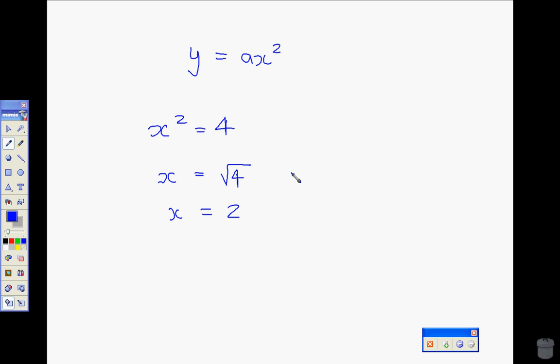We must also look at the situation that x could be equal to the negative square root of 4. The square root of 4 is equal to 2, so that would give us negative 2. Now if we go back and check, we get minus 2 and we square it, that's going to give us 4. So a quadratic equation is one where we can have two solutions. Because it's squared, we can get two solutions. If it's x cubed, we can get three solutions.